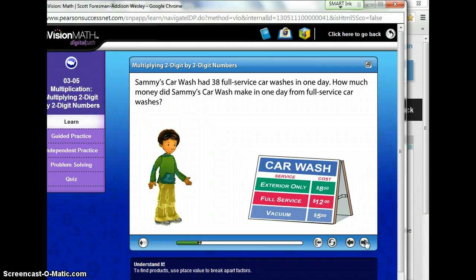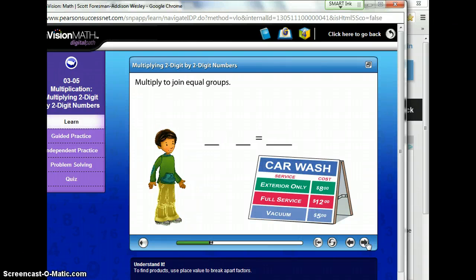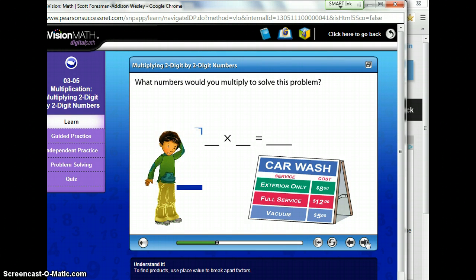Well, if you take a look at his sign, how much did he charge for a full service car wash? Sam F? He charged $12. That was for one. And how many did he do in a day? 38. He did. So what operation are we going to use to join equal parts? We will multiply. That's right. So we're going to take that 38 car washes and multiply it times the $12 for each one.